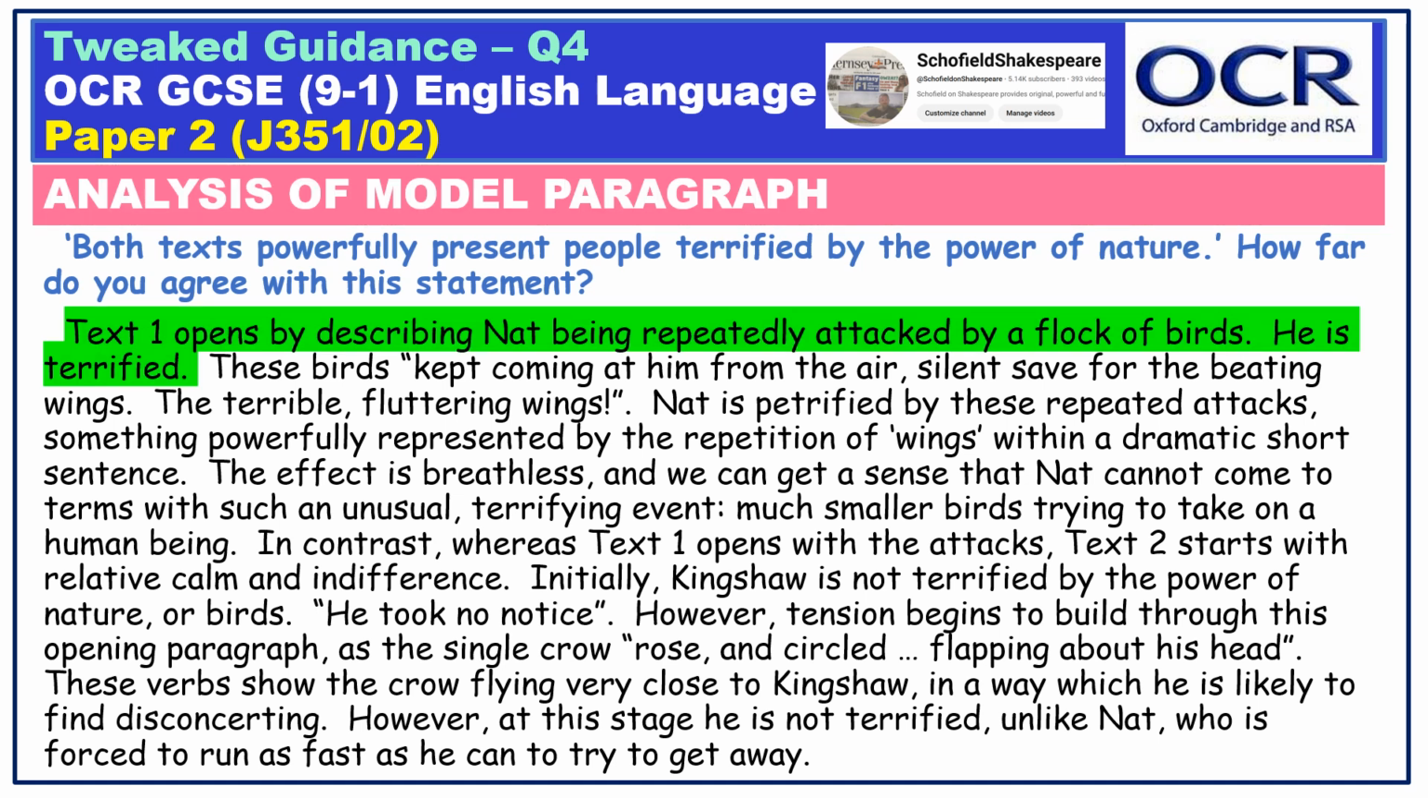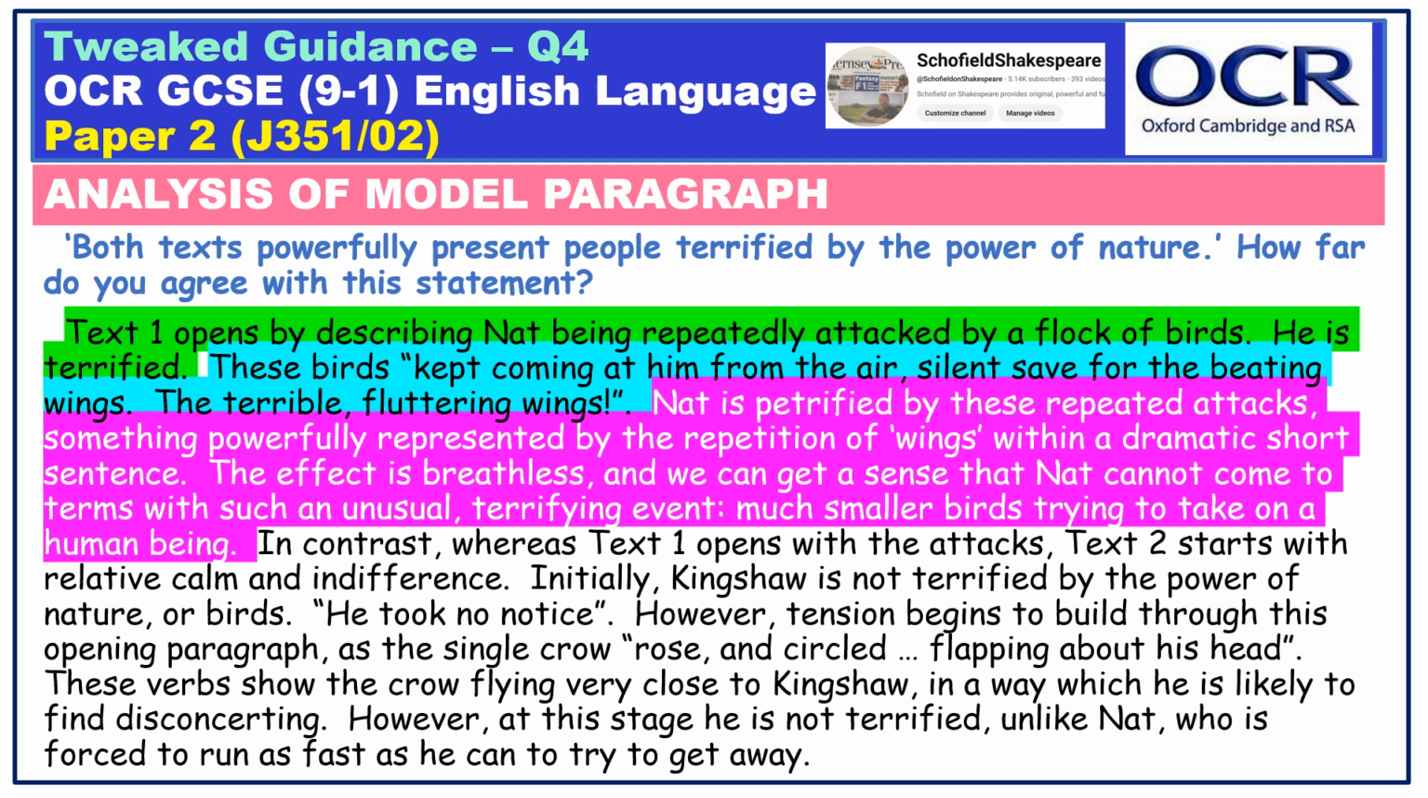Let's dissect this. Well, note that the opening sentences specifically address the statements. This would usually be within a single sentence, but here it's two. Note that rather than say he is terrified by the power of nature, this is too generic, I list which specific part of nature is terrifying him, a flock of birds. Next up, it's that embedded quotation. Now look at the evaluation, which is, as ever, 2 sentences long.